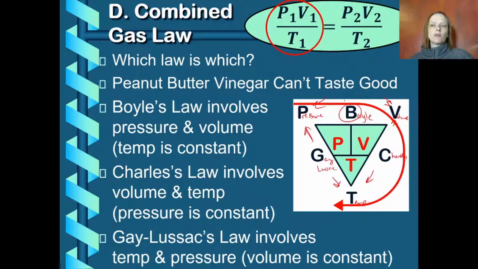Also notice that remembering this mnemonic helps put P and V and T in the correct place for the combined gas law. So P and V are on top and T is down below. That also helps you remember which variables to multiply and which variables to divide.